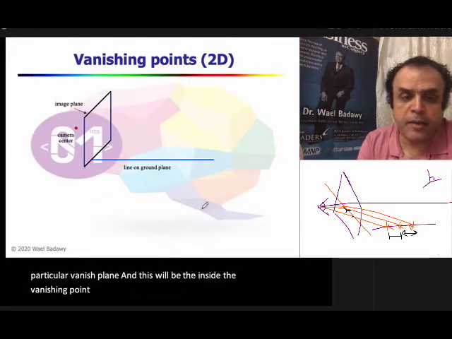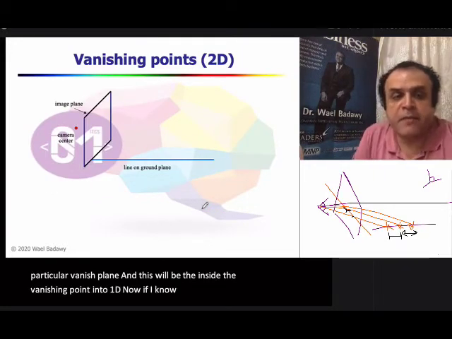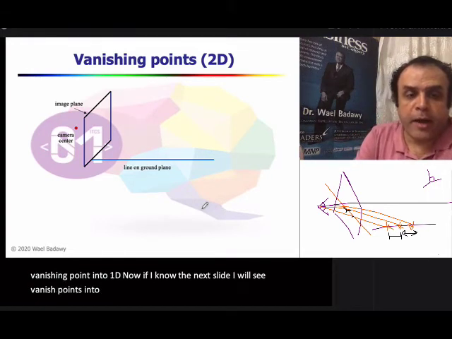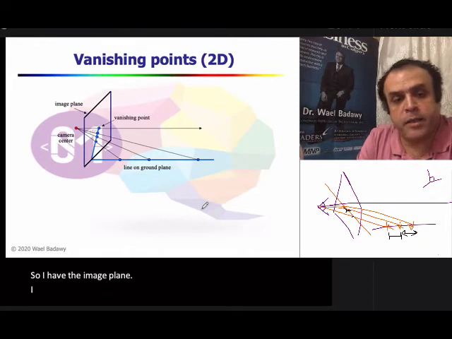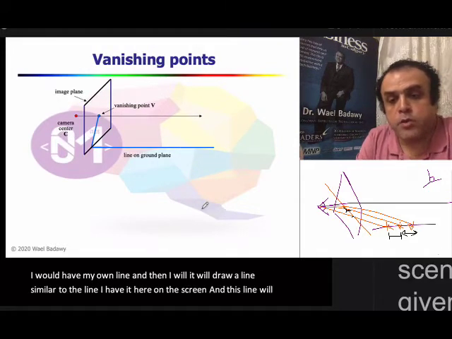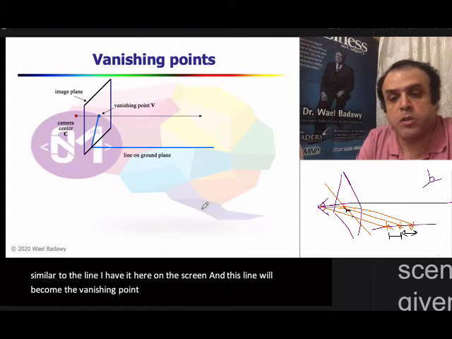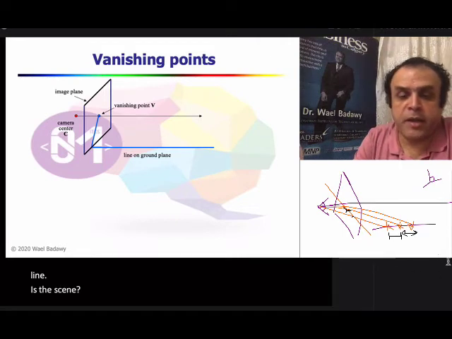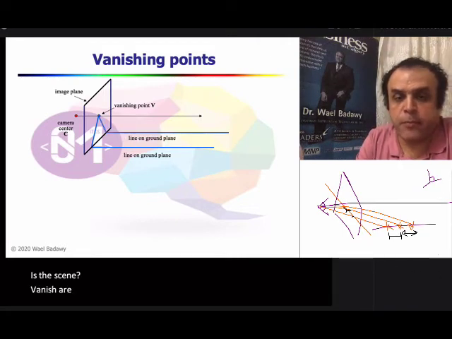Now if I move to the next slide, I will see vanishing points in 2D. So I have the image plane, I will have my own line, and then it will draw a line similar to the line I have here on the screen, and this line will become the vanishing point. So how do we determine which line is given to a specific pixel?